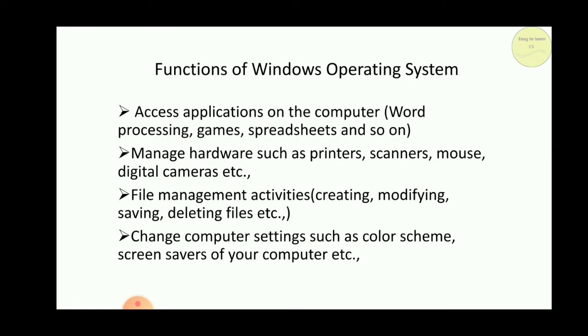And then functions of Windows operating system. First one is access applications on the computer. So, whatever applications you have installed on your computer, you can use your OS to access those applications. For example, word processing, games, spreadsheet and etc. And it is used to manage hardware. That is, whatever hardware you have installed on your computer, the Windows OS manages all those hardware. For example, printers, scanners, mouse, digital cameras, etc.